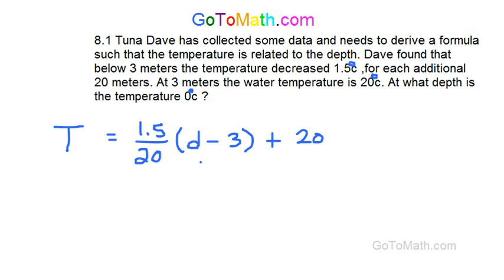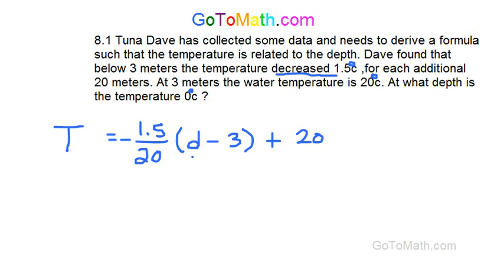Now, at 3 meters the temperature decreased. You see this word right here, this is important, decreased, because that means that the rate is actually negative. See that? It decreased. If it says increased, then we'd leave this alone. It would be considered a positive rate, but temperature decreased, so we throw a negative in there, or we're going to get some messed up numbers.